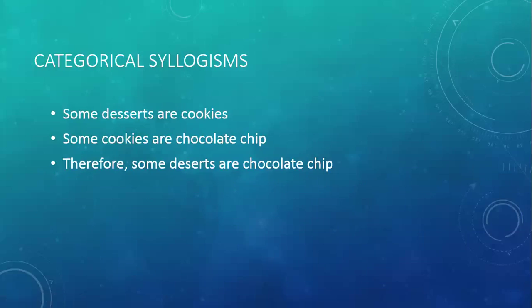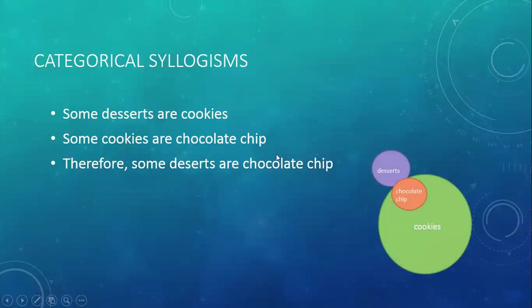All right, next one. Some desserts are cookies. Some cookies are chocolate chip. Therefore, some desserts are chocolate chip. Sounds reasonable, right? Here's how you diagram it. Sounds totally reasonable, and it's totally fallacious. So here's the problem in this one. You say some desserts are cookies, right? So we know that they meet somewhere.